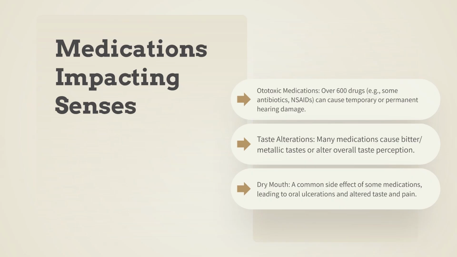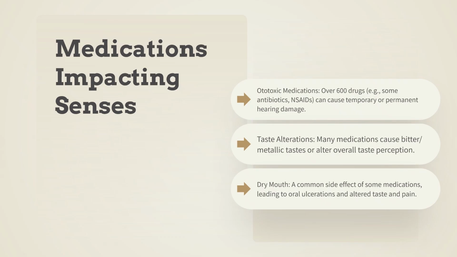Medications, ototoxic medications. 600 drugs can cause temporary or permanent hearing damage. You do not have to remember all of them, but when a patient's on a medication you're unfamiliar with, look it up. Make sure you know if it's going to cause damage to an organ or a hearing. Just really important that if we have something unfamiliar, we're looking it up and not just assuming we know.